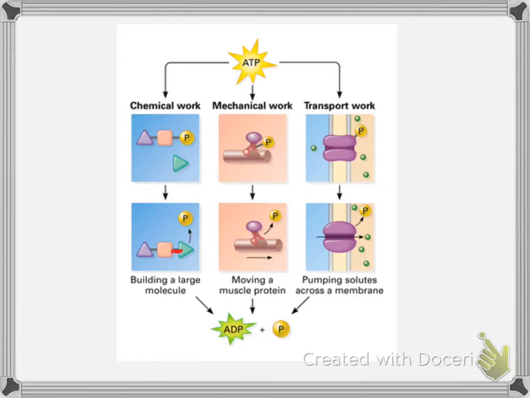Or maybe it's used to transport, when we talked about the fluid mosaic and how things pass in and out of a cell membrane. If we're going to use energy to pump against the concentration gradient, something called active transport, so if we're going to go from low concentration to high concentration, up that concentration gradient, it's going to take high energy to do that, and that energy comes from a phosphate. So that's a little review of ATP, and I hope that was helpful.